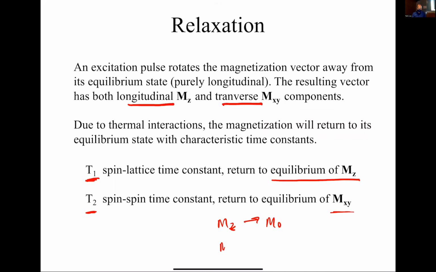What is the natural equilibrium state of the transverse? What is it going to try to go back to? 0, right? It's going to go away because remember, we had 0 transverse magnetization to start with. We had to tip it away to get some transverse components. So that's going to die away. That's going to go to 0. So just keeping that in mind is helpful. Longitudinal magnetization is always trying to go back to its equilibrium state. Transverse magnetization is always going to just die away.